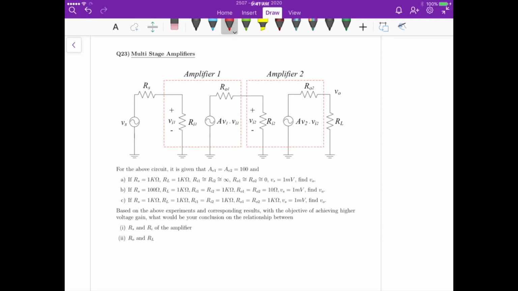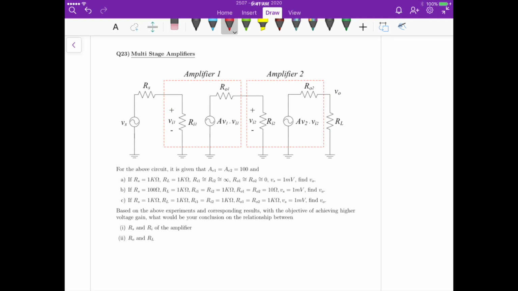So this is problem 23. We have multi-stage amplifiers. In this particular circuit, we have amplifier 1. Then at the output of amplifier 1, we have a second amplifier connected, and then we have our load. So we have two amplifiers cascaded.